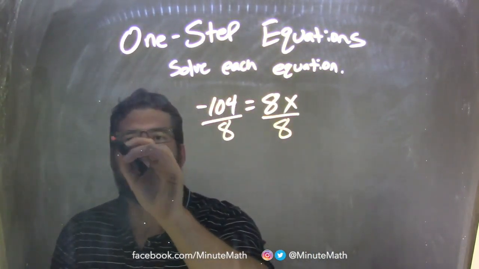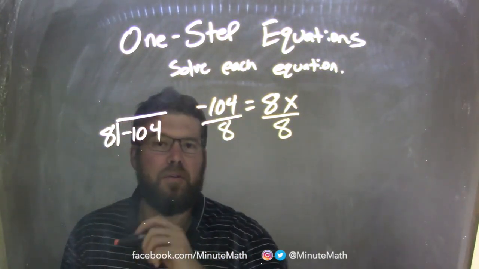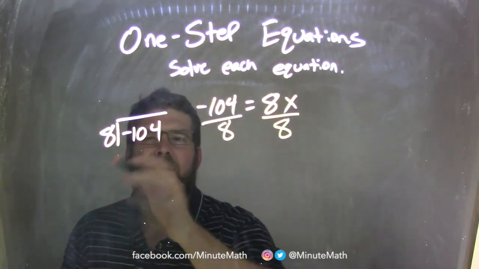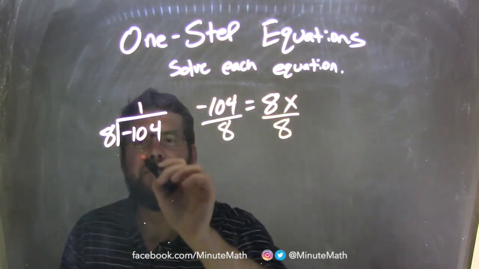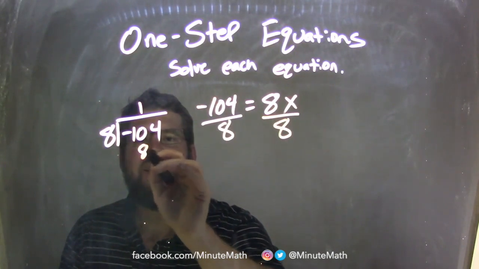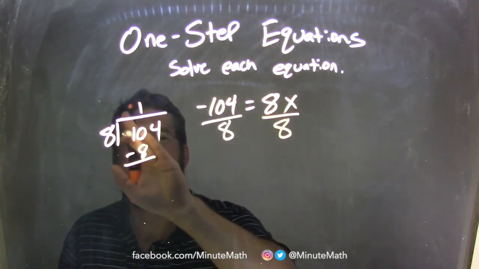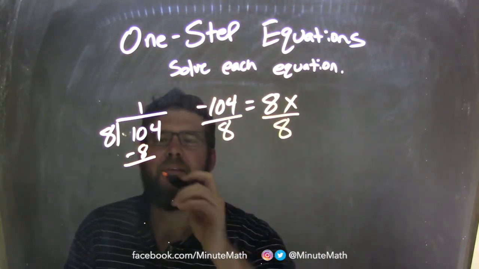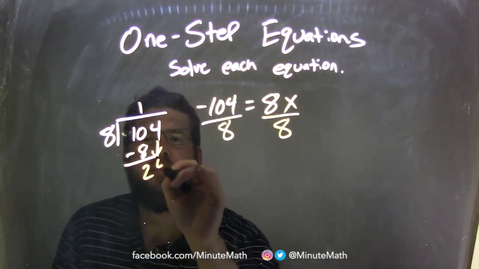Well, let's go look at it. 8 goes into negative 104. Let's use a traditional method, long division here. 8 goes into 1, well, 0 times, can't do it. So 8 goes into 10 one time, right? 1 times 8 is 8. We subtract, and don't really worry about that negative sign right now. We'll worry about the negative at the end. 10 minus 8 is 2. I bring down the 4.